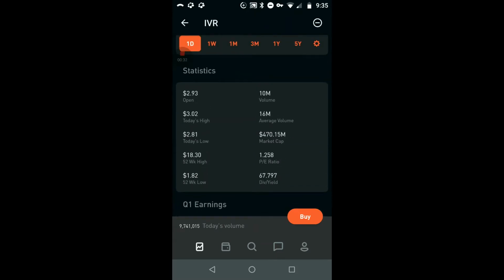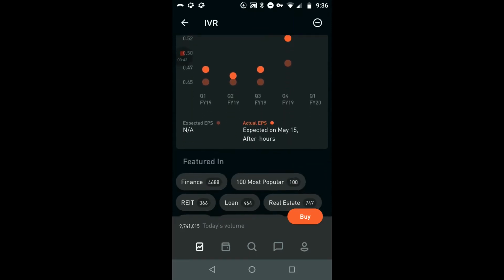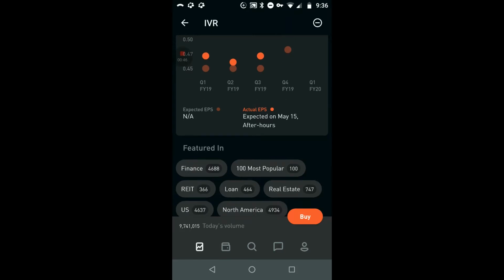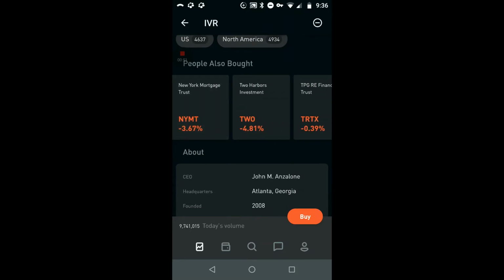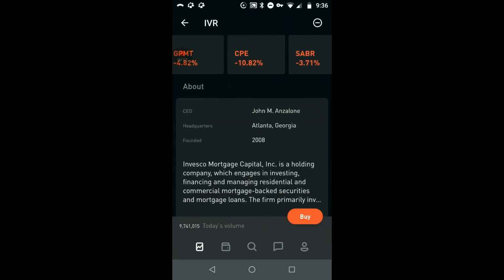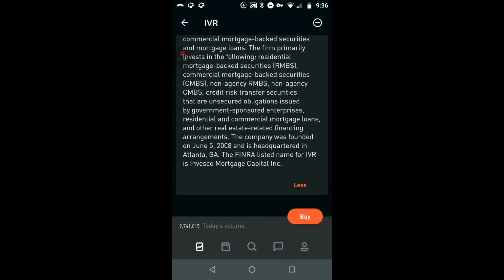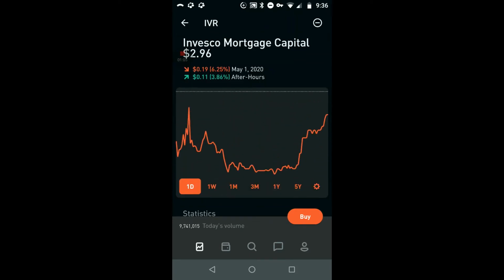And you have your statistics, dividend yield. So there's some information there. It's not a lot of information. You also have your earnings. Expected earnings announcement May 15th after hours. Kind of got some categories there. Similar stocks people have purchased. And then you kind of have some company info. So not a whole lot of information. I mean, you can always take this to the almighty reservoir of knowledge called Google and find out all the information you need to know about IVR.